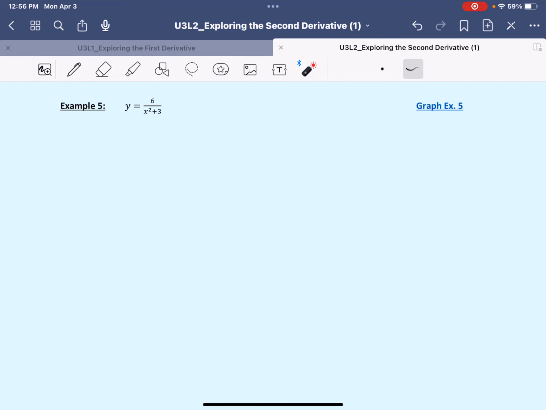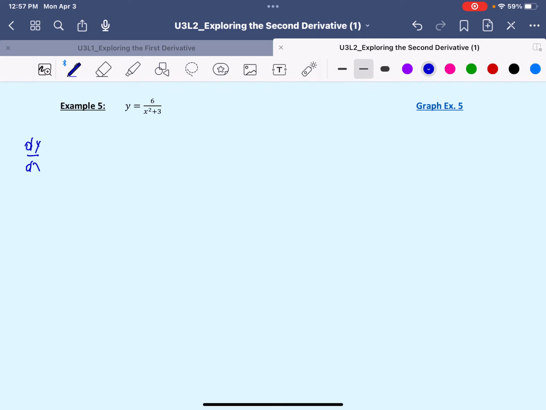Let's continue with example number 5. We are practicing how to use a second derivative to determine the concavity of a function. So far, we've looked at several polynomial functions, and this is an example of a rational function. So to determine the concavity, we need to study the sign of the second derivative. So to find the second derivative, we need to first find the first derivative.